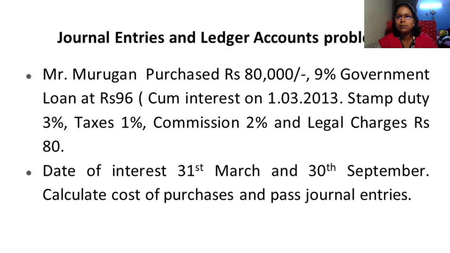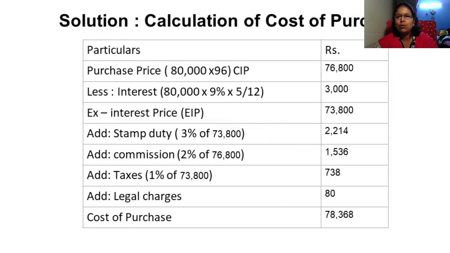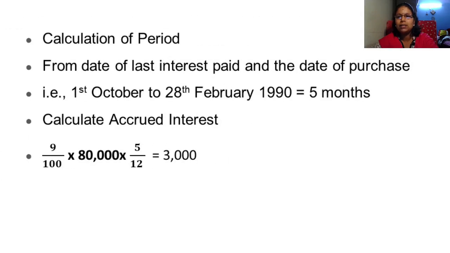They told that he is buying it on 1st March. So what is the period? So last interest paid is September. Okay, so October, November, December, January, February, because in March he is buying the investment. So 5 months should be taken into consideration.